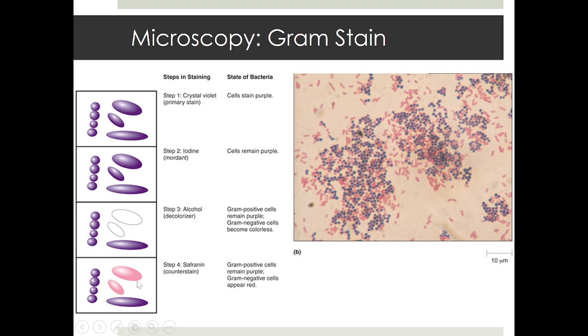In this stage here, in stage 4, if the complex is left and the cells are clear, they can take up safranin, which is pink. But if that purple complex is still present, we do not see those cells change to a pink color. So this is going to differentiate two different types of cells with two different types of cell walls based on the same staining technique. So if you have a mixed population of bacteria, for example, and you do this stain, ones that are gram-positive will stain purple, and ones that are gram-negative will stain pink.